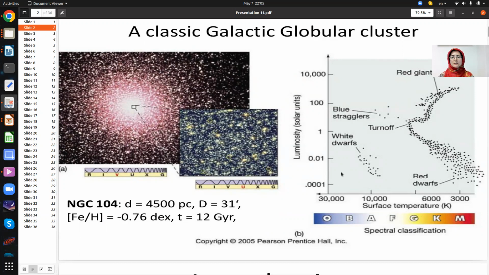This shows NGC 104, and you see that it's an old cluster. Its metallicity is -0.76, it is 12 gigayears old, its distance is 4,500, and the diameter is 31 minutes.